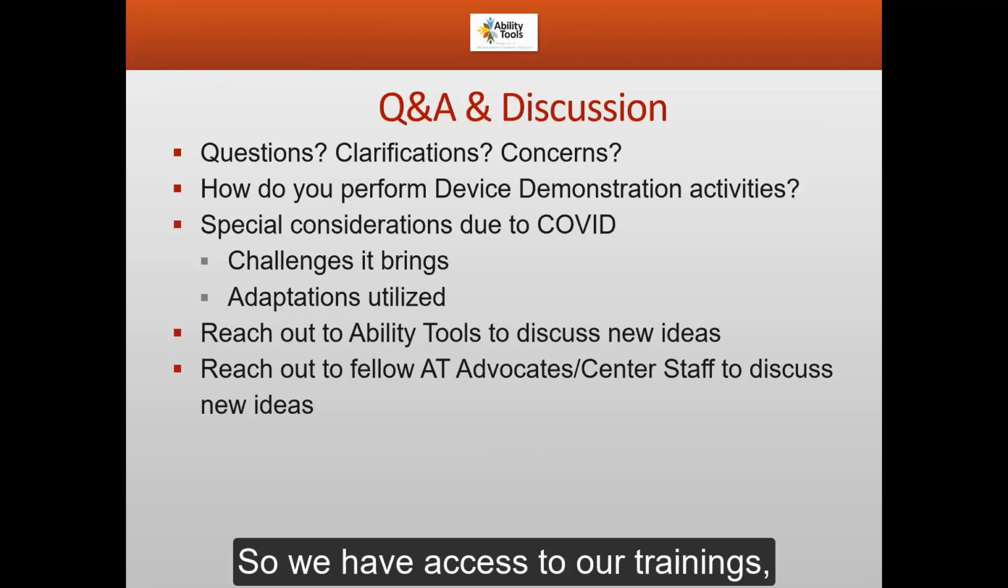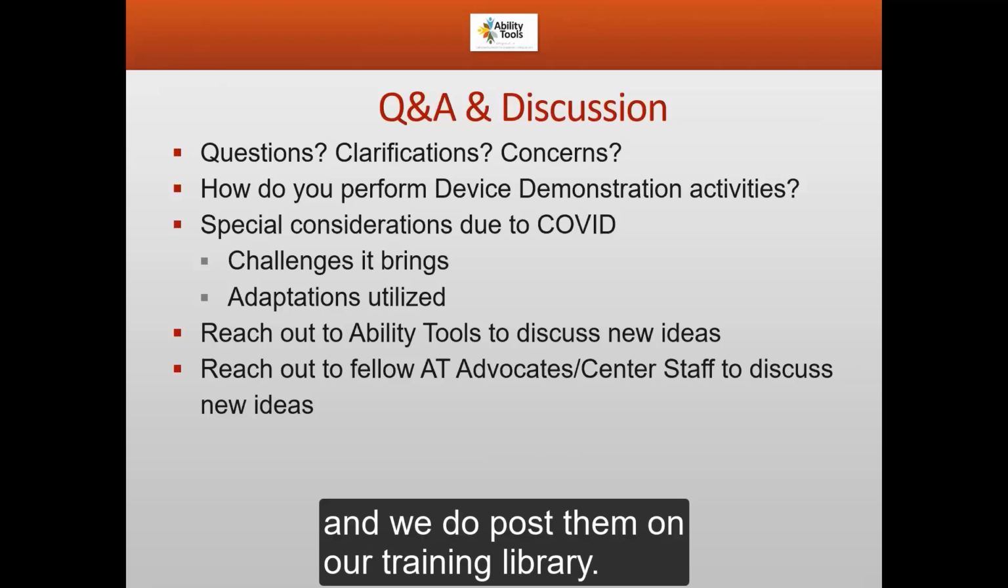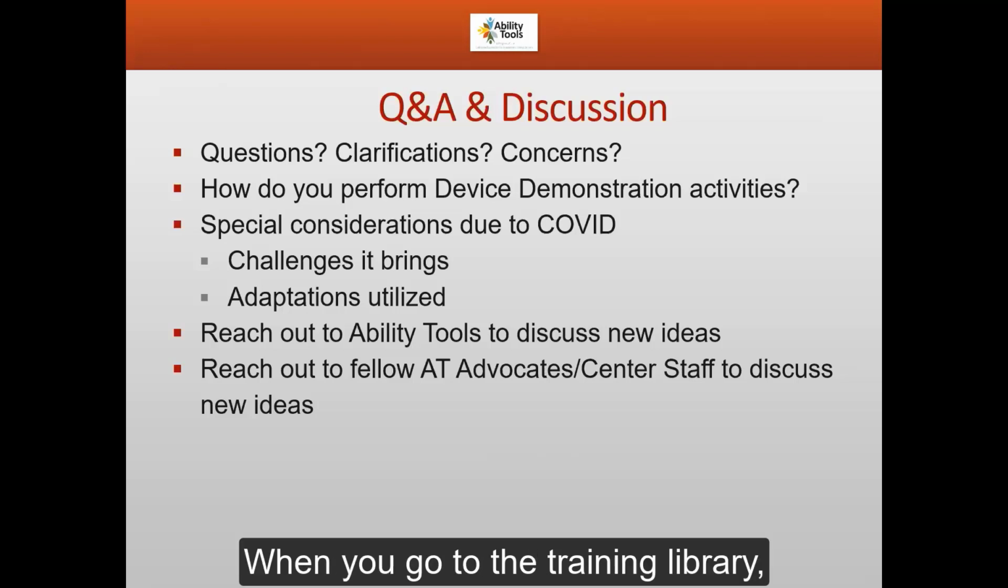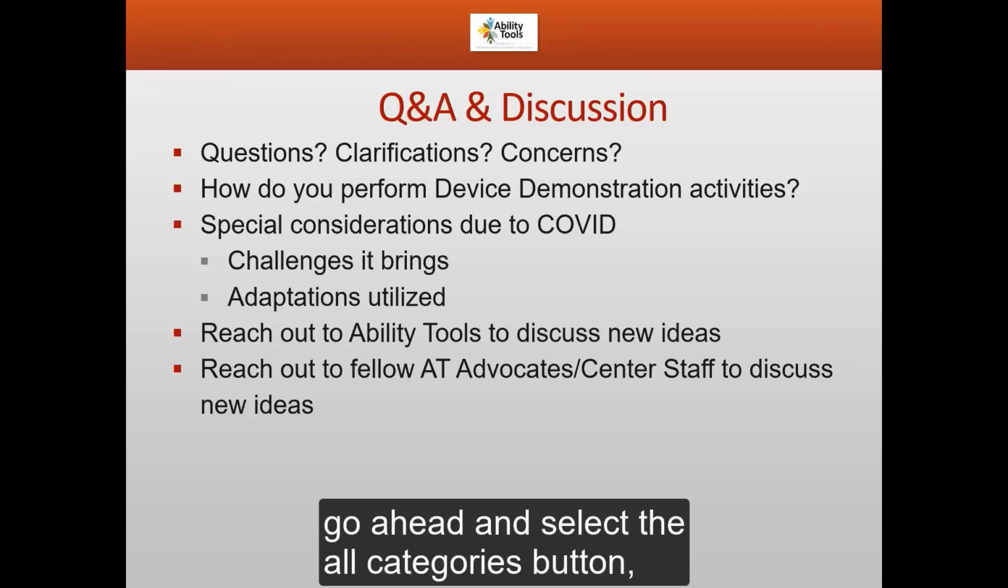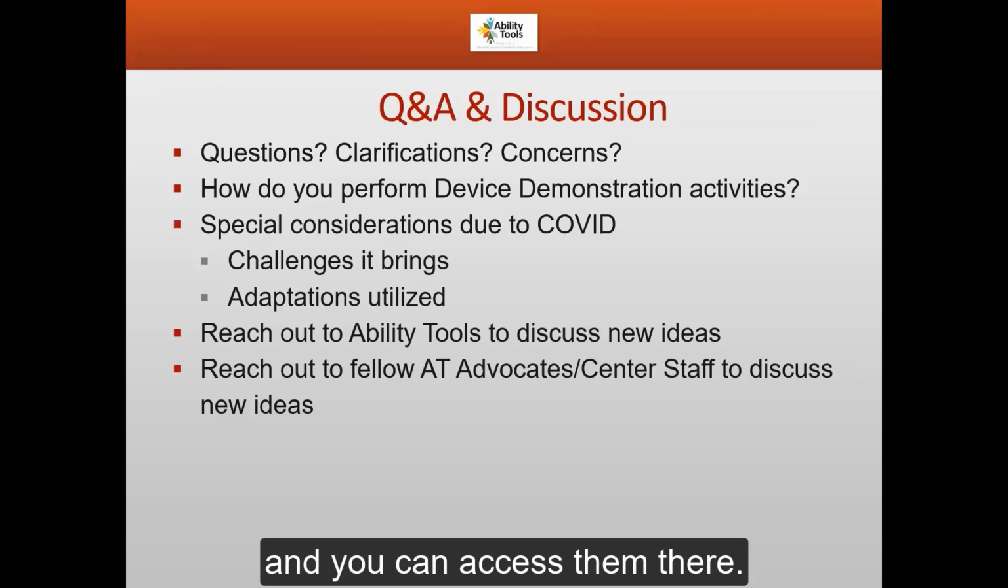So we have access to our trainings. Every Ability Tools training is archived, and we do post them on our training library. I'm going to go ahead and share that link in the chat. When you go to the training library, it has a whole list of categories. To see the trainings that are the most recent, go ahead and select the All Categories button, and then it'll show you the trainings we've done by date, and you can access them there. Thank you for asking that.